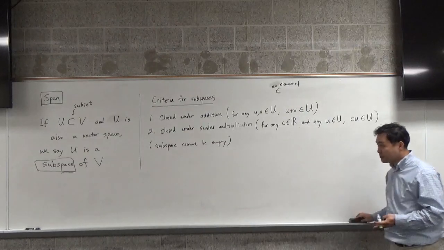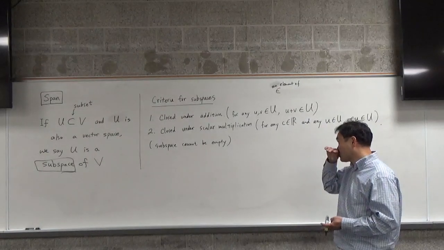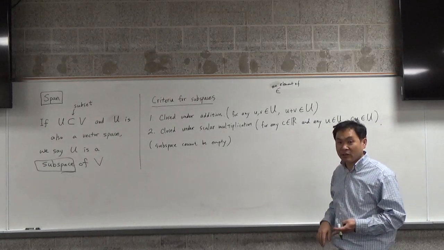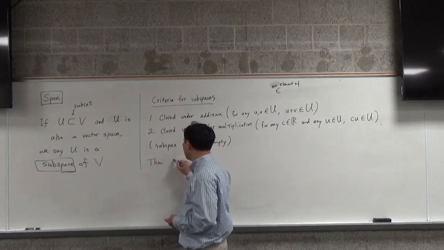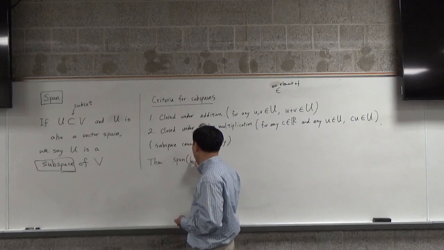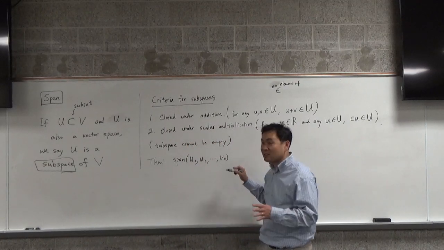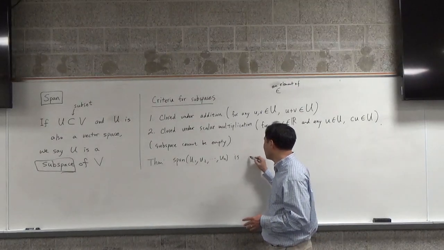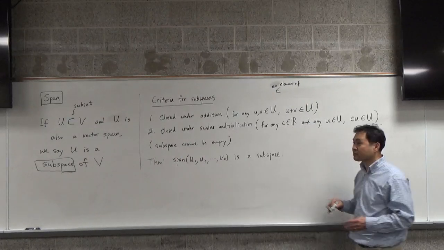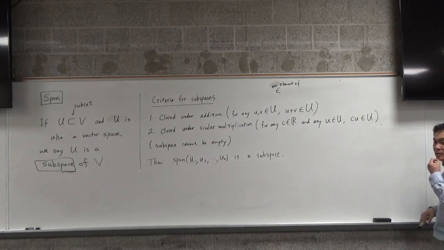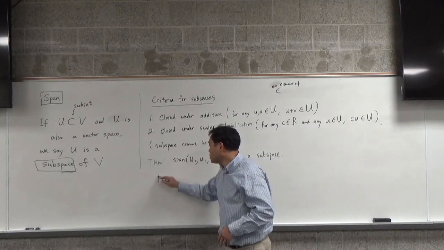Okay. So what I want to say is that span is a vector space. Okay. So theorem: span of U1, U2, ..., UN is a subspace. Okay, so let's try to prove this. But let me just prove it.